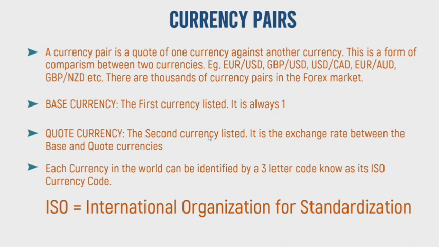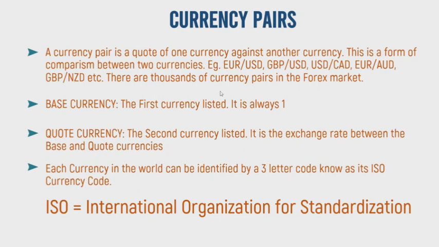And then we have the quote currency. This is the second currency listed, and it is the exchange rate between the base currency and the quote currency. In GBP/USD, USD is the quote currency because it's the second currency listed. In this case, we have CAD as a quote currency, in this case AUD, and in this case NZD as the quote currency. So that's the idea of base currency and quote currency.